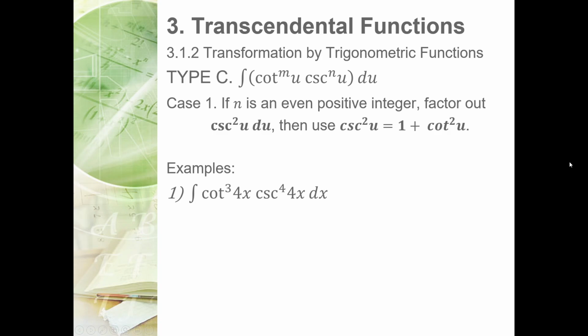Okay, so to continue, we have the last type for transformation by trigonometric functions, which is type C. The format is the cotangent and cosecant pair up. So that's the integral of cotangent with an exponent of m, and then a cosecant with an exponent of n.